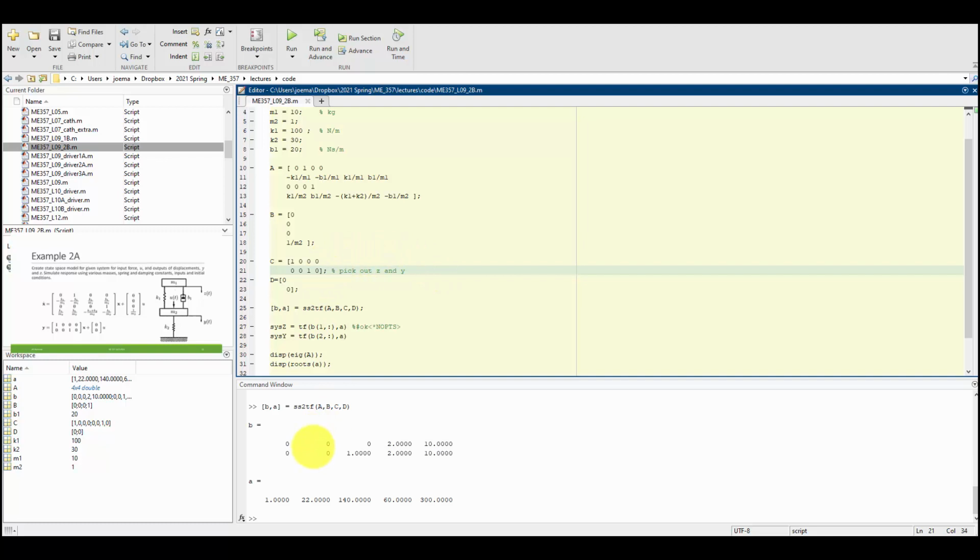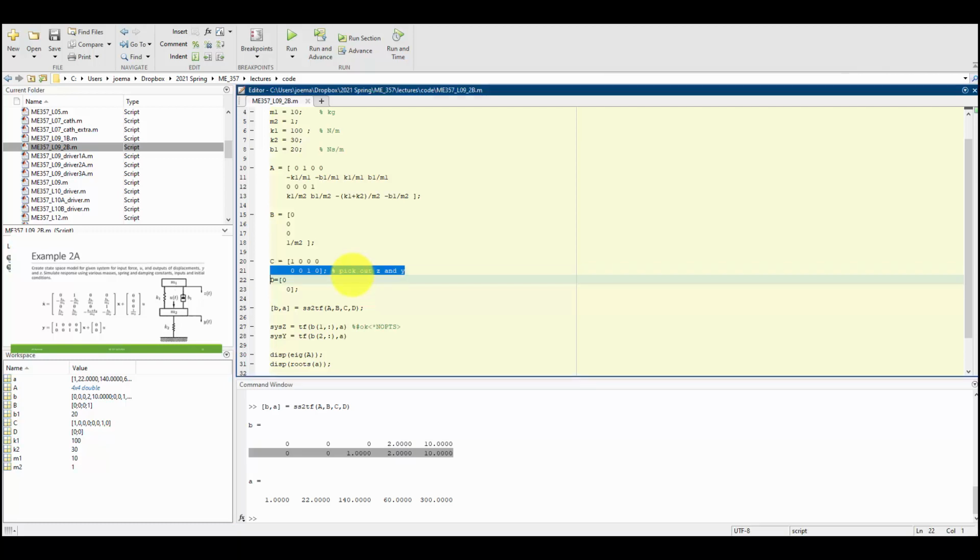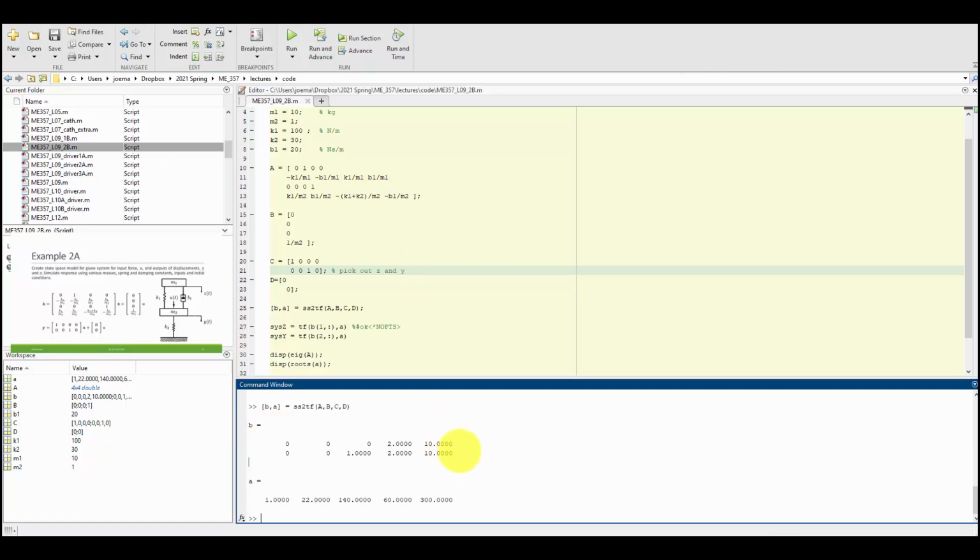So here, the first row is corresponding to the first row for C and D. That was giving me my Z state, my Z variable. And then the second row is going to be the numerator for the transfer function that corresponds to the second row in my output equation. That was corresponding to Y. So the order I do my rows for C and D, or for my Y vector, are important so that I know that when I do this conversion, what row of the little b matrix corresponds to which transfer function.